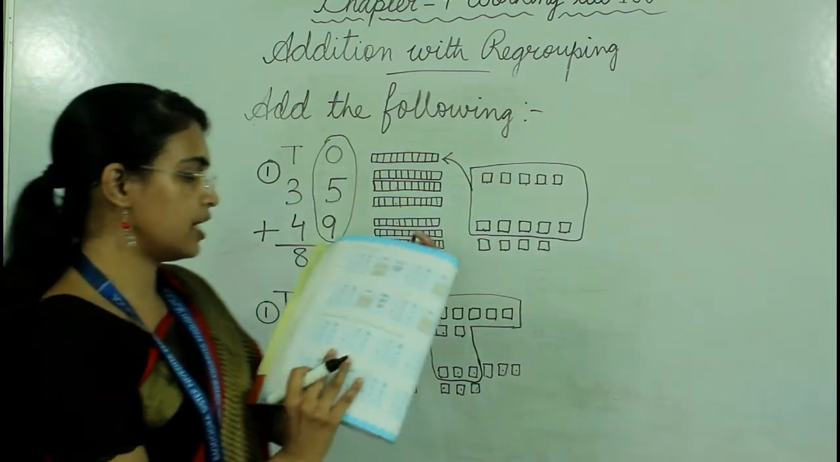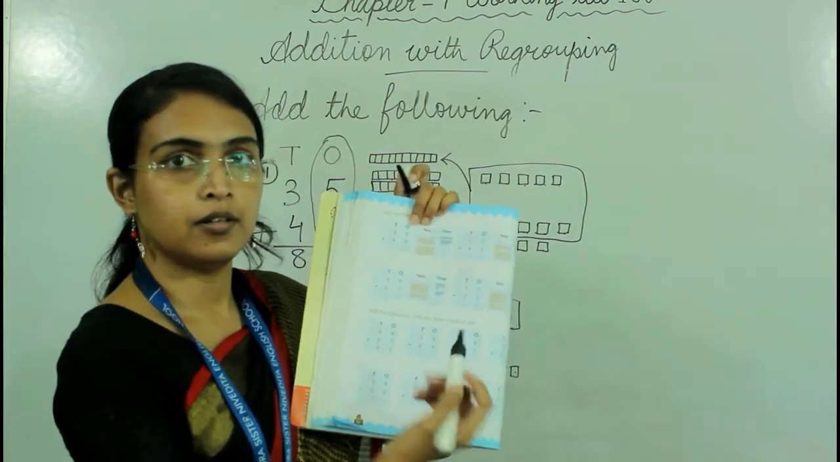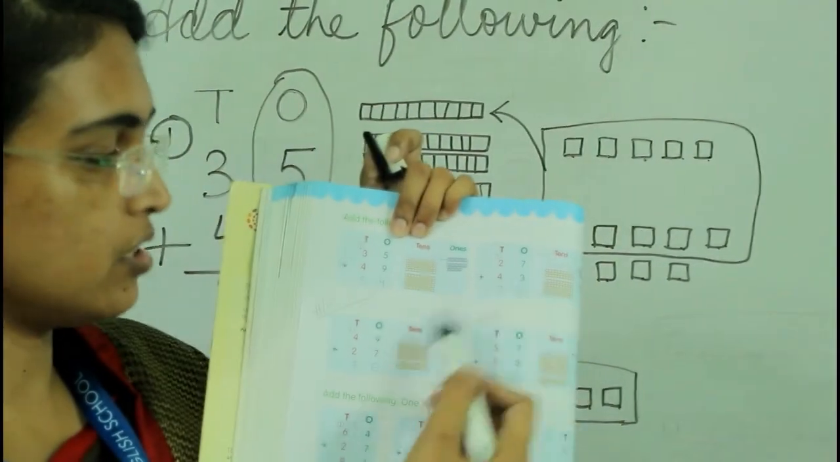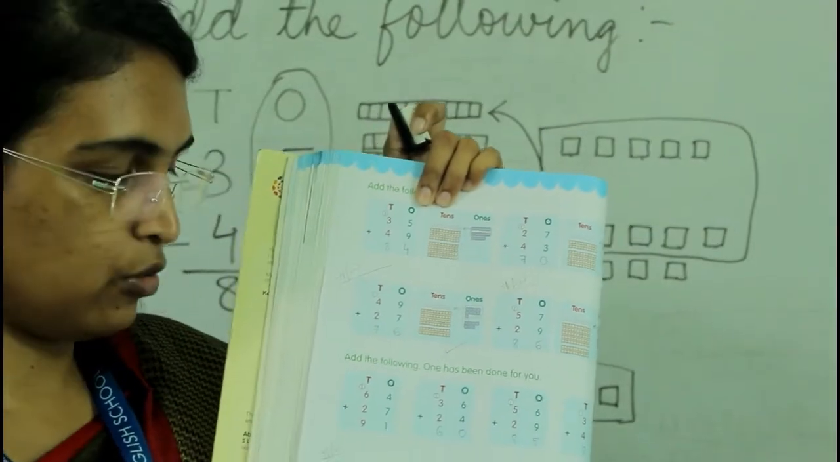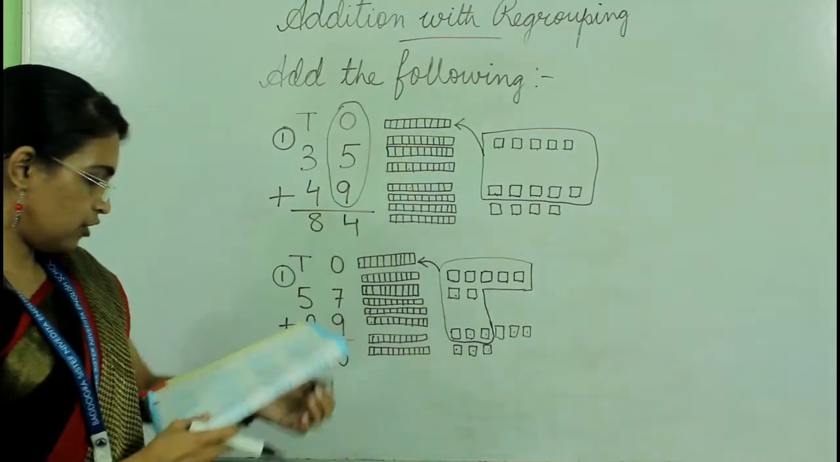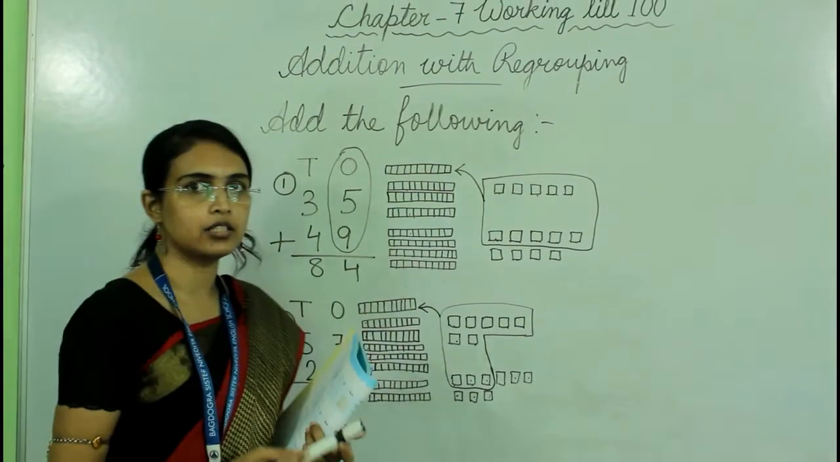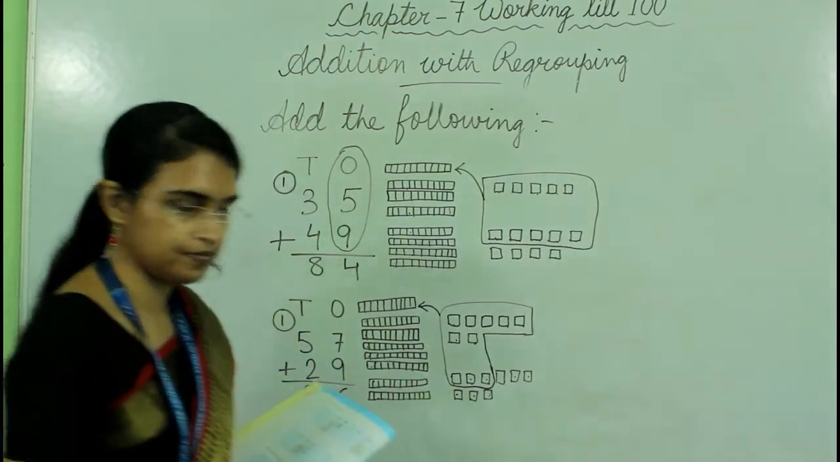Now look here, the rest of the two sums, this one and this one, are your homework. Okay. Now we will do this one. Add the following. Now without using these blocks we have to add the numbers.